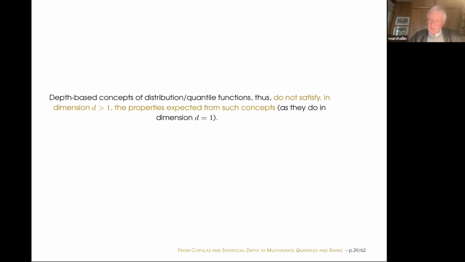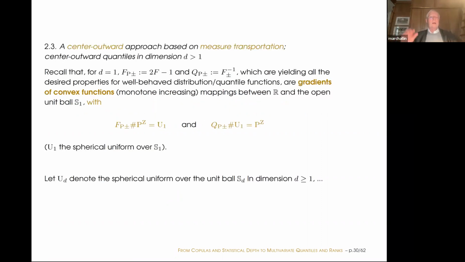They do generalize the univariate concept because in dimension 1, they do the job, but as soon as you go into dimension 2 and higher, they no longer qualify as a satisfactory extension. Now, there are other ways to extend the univariate concept, and maybe these other ways will be better. And that's how we will meet the ideas of measure transportation.